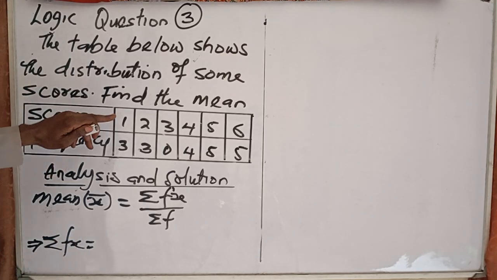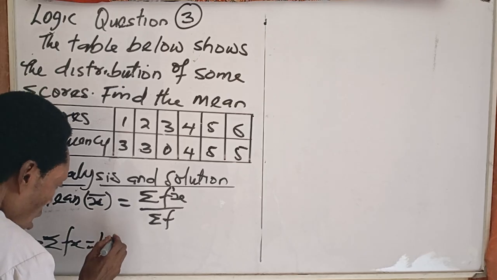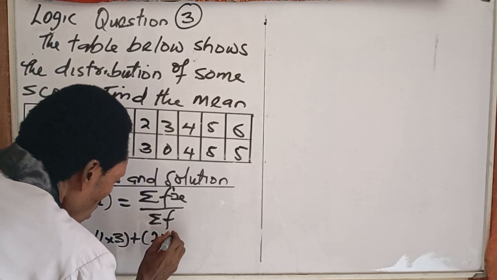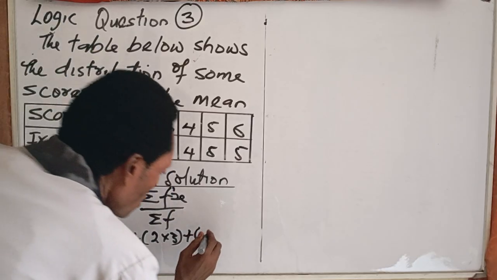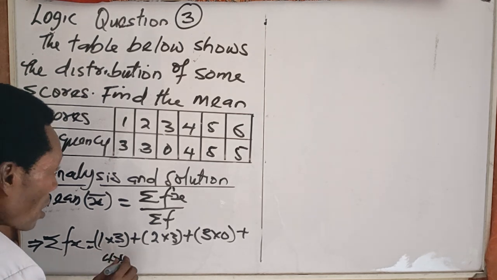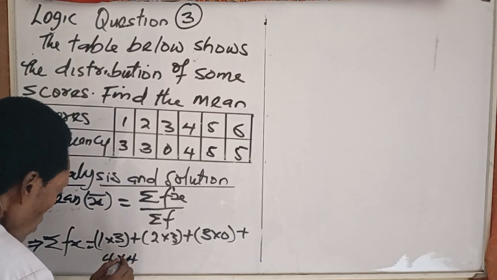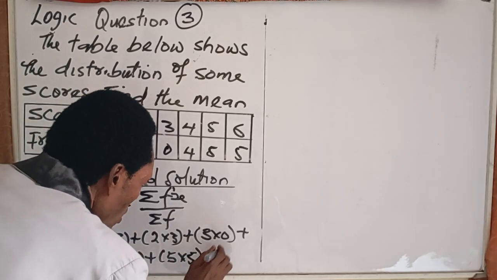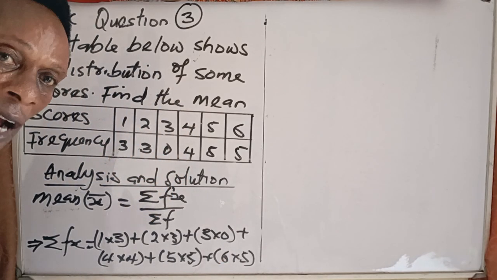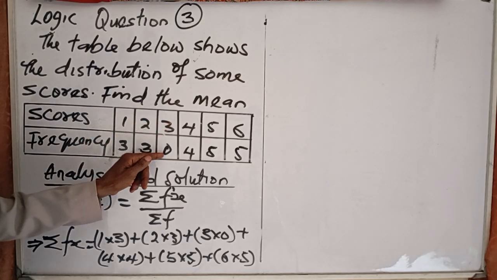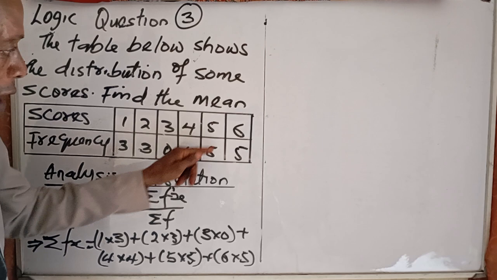equals, so we now say 1 times 3, plus 2 times 3, plus 3 times 0, plus 4 times 4, plus 5 times 5, plus 6 times 5. So see what I've just done. Sigma is the sum of the product of the frequency and each value: 1 times 3 plus 2 times 3 plus 3 times 0 plus 4 times 4 plus 5 times 5 plus 6 times 5.